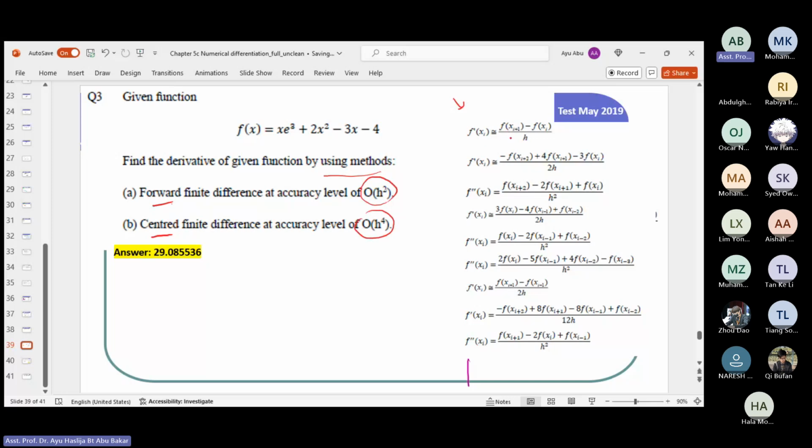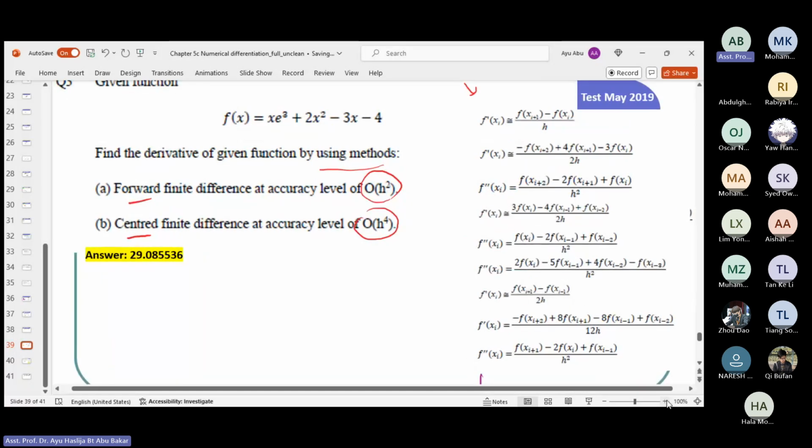Okay, this one, I want to give you the tips on how to identify. Whenever you see x plus 1, this one is one step ahead, so this one is forward. Forward, the lower order. Here you see divide by h, so forward.